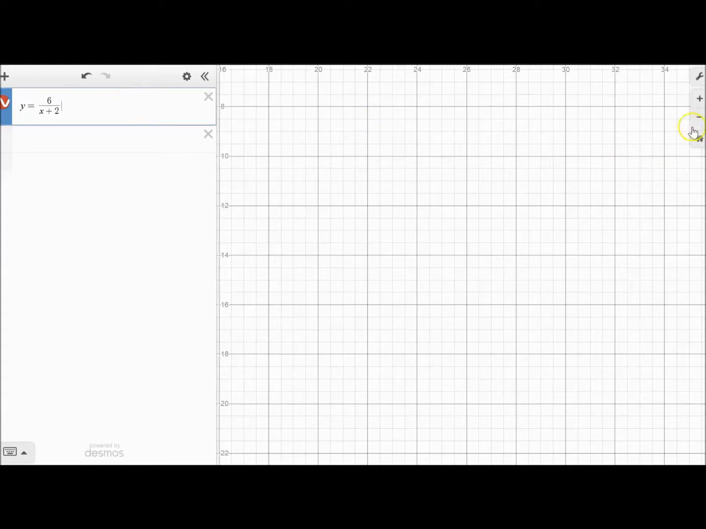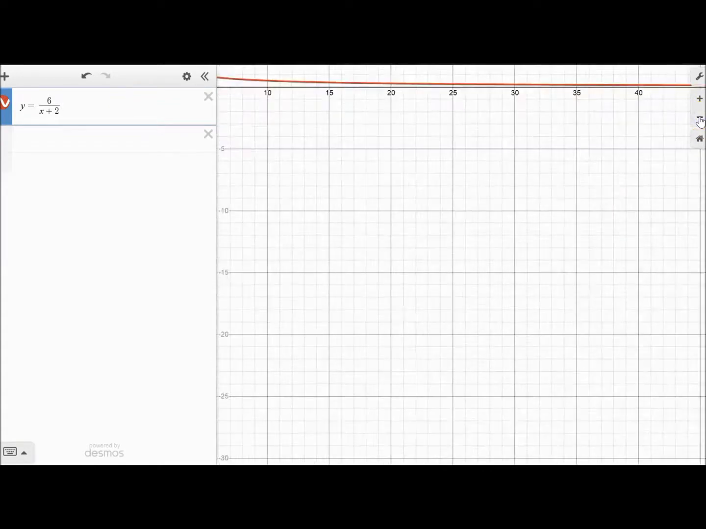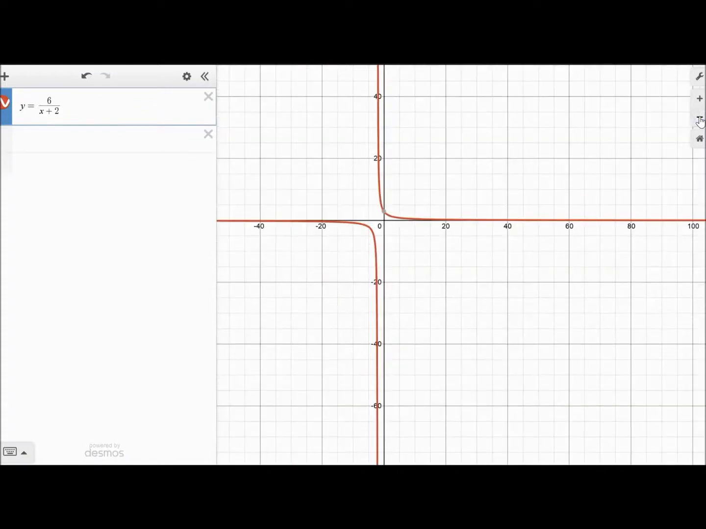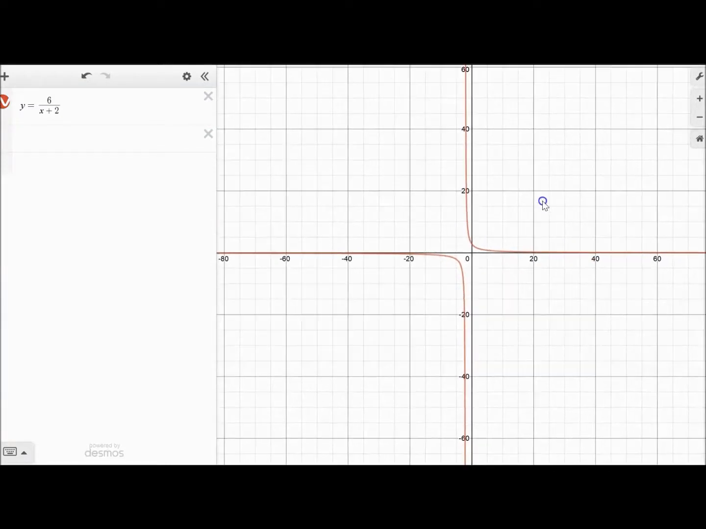And don't ask me why it's not graphing. Maybe it's zoomed way out for whatever reason. There we go. Okay, and you can slide it right over to the center of your screen. These buttons will zoom in and zoom out for you.